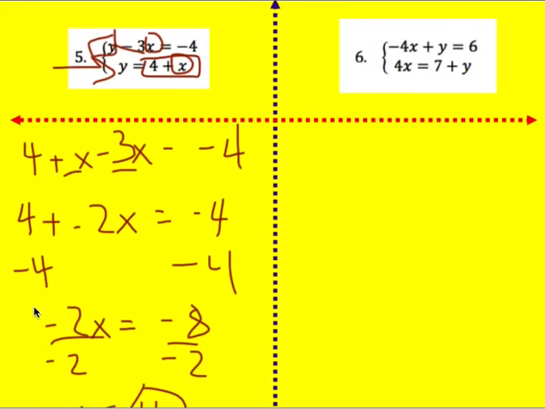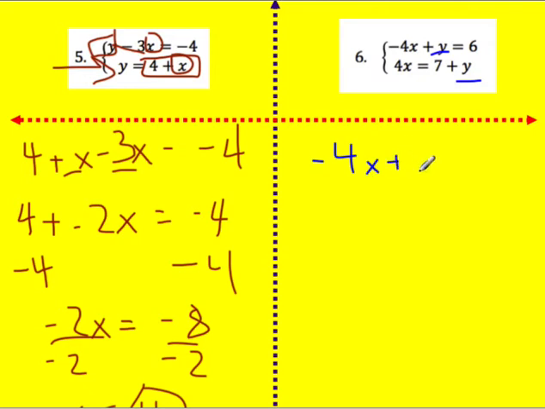Now let's take a look at number 6. So for number 6, I want to solve for a variable. So I would suggest either solving for this y or for this y, because both of them don't have a number in front of them and they are positive. Well, let's just solve that first equation for y.